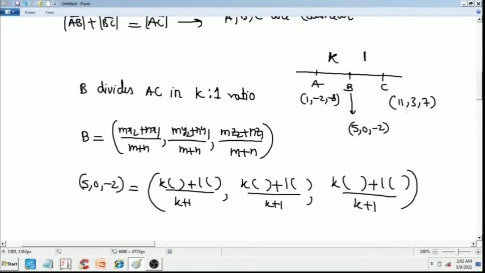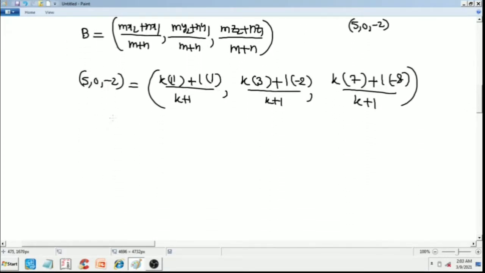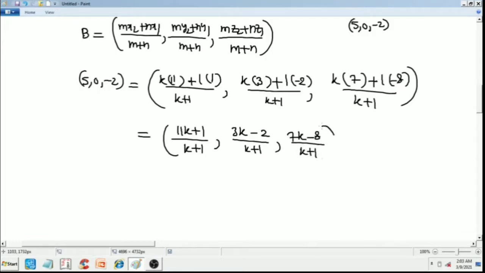Here x2 is 11, x1 is 1, y2 is 3, y1 is minus 2, z2 is 7, z1 is minus 8. So just equate the coefficients. First simplify: (11k plus 1) by (k plus 1), comma (3k minus 2) by (k plus 1), comma (7k minus 8) by (k plus 1), which equals (5, 0, minus 2). Equate the x coordinate and the y coordinate.